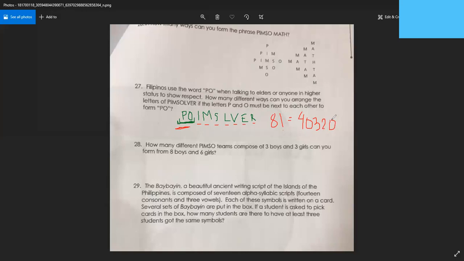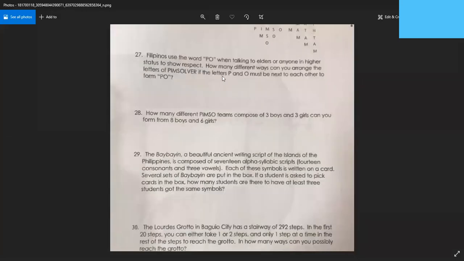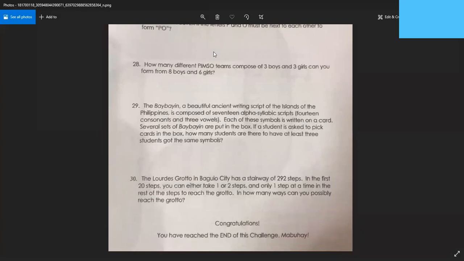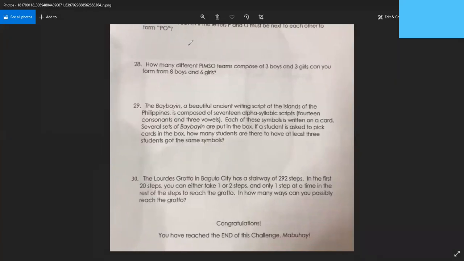Question? Okay. 28. Mm, okay. For 28, this is also a written topic, but I'm going to discuss this without using that formula. I'm going to discuss this using factorial only.